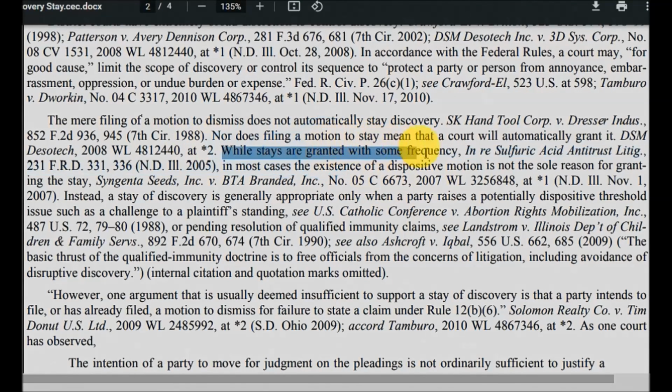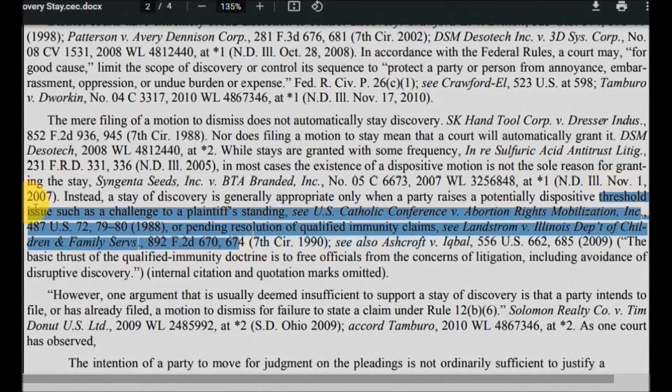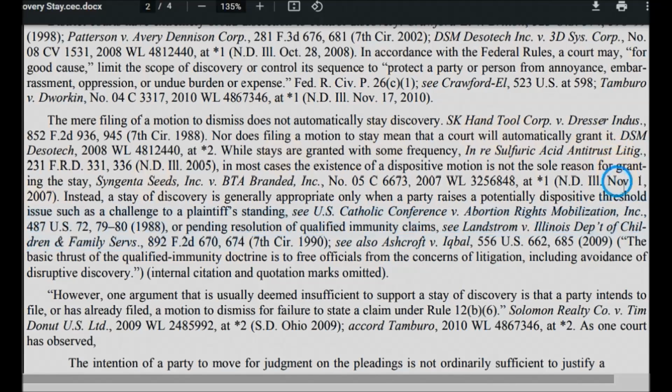While stays are granted with some frequency, in most cases, the existence of a dispositive motion is not the sole, it's not the only reason for granting the stay. Instead, a stay of discovery is generally appropriate only when a party raises a potential dispositive threshold, meaning one of three things is required. Hence, threshold. The thresh part is three. The hold part, meaning three and one.